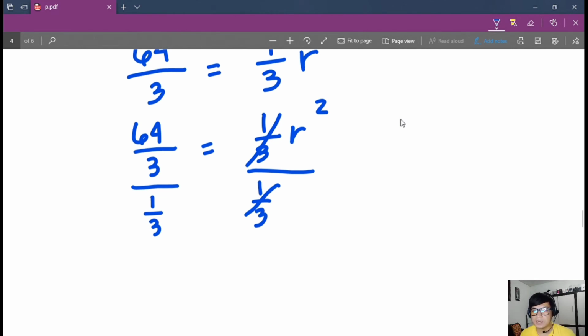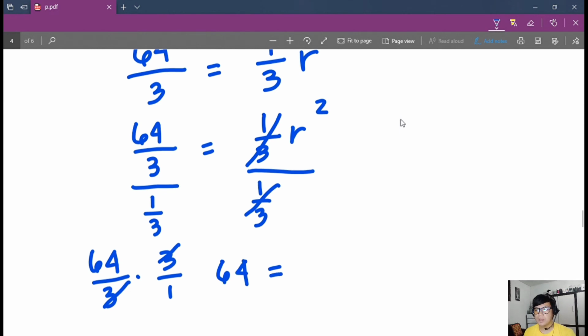Ang mangyari dyan, ibang ito. 64. Get the reciprocal. Ibaliktad nyo itong denominator and proceed to multiplication. So, pwede man yan siya mag-cancel. So, 64 na lang siya. 64 over 1 is 64. So, 64 is equal to r squared.